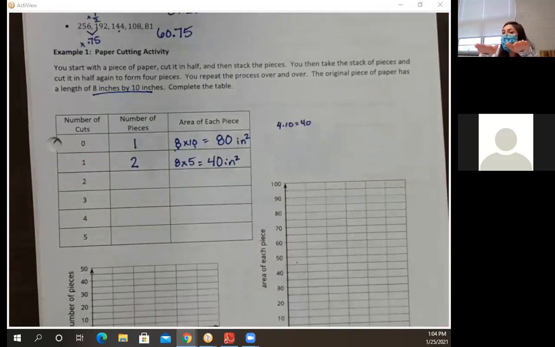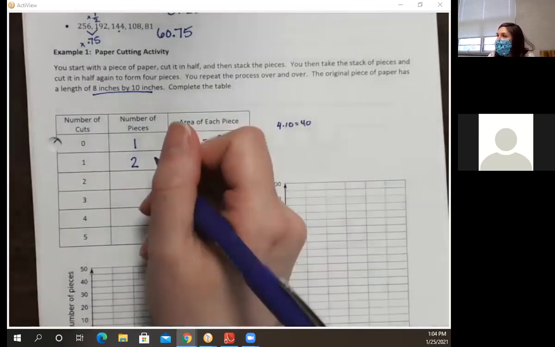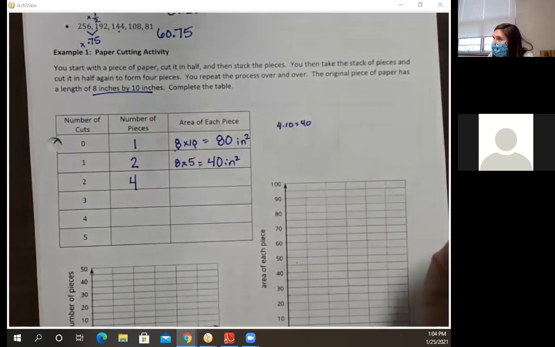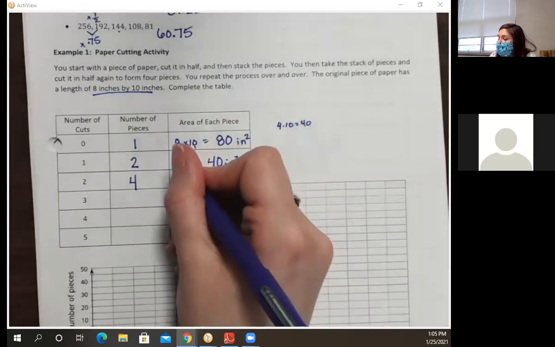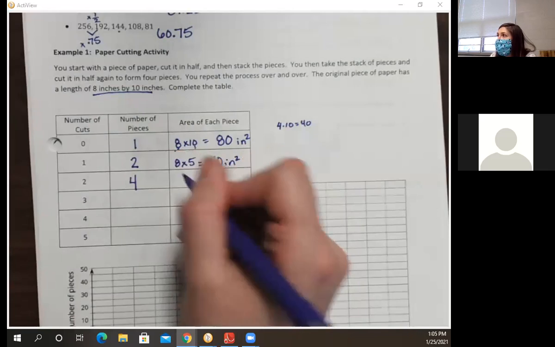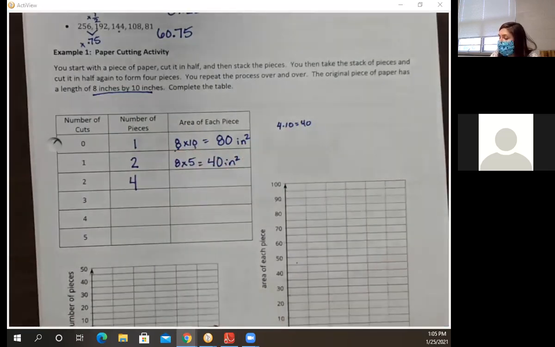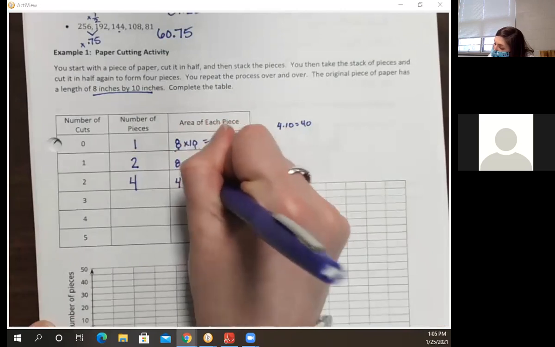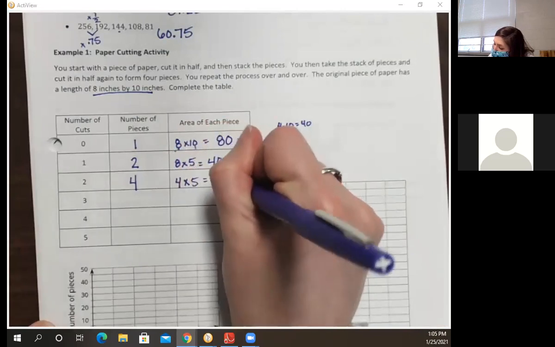And now I'm going to take those 2 pieces of paper, stack them on top of one another, and again, cut in half. So how many pieces would I have now? 4. And again, I've cut a side in half. I'm going to choose to cut the even length side in half just to make our numbers a little nicer. So this would be 4 times 5, giving us an area of 20 square inches.